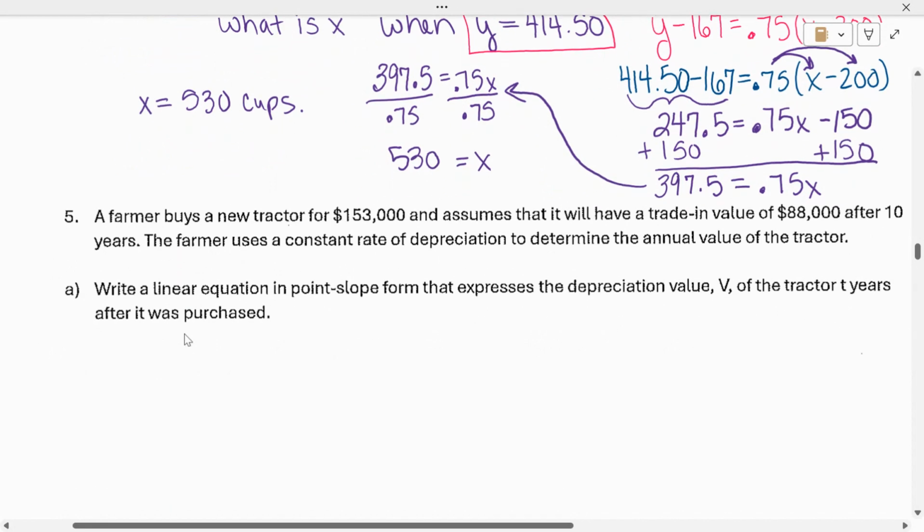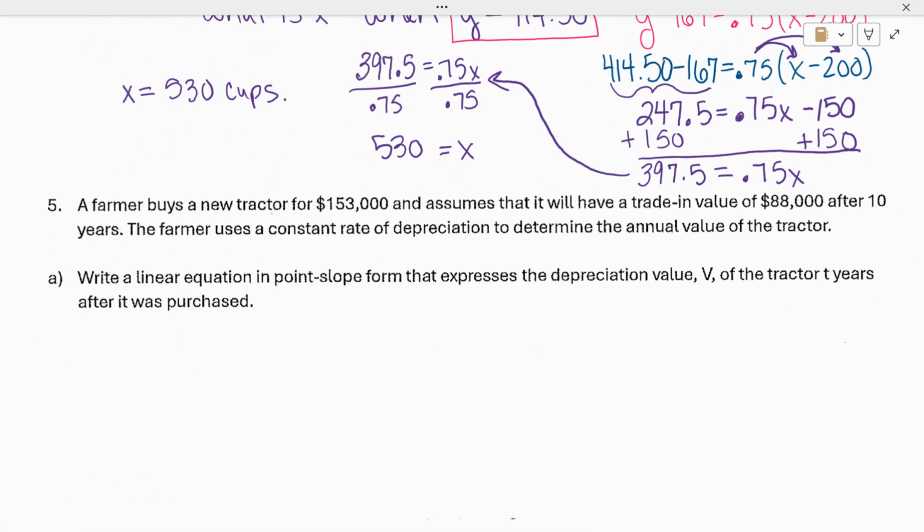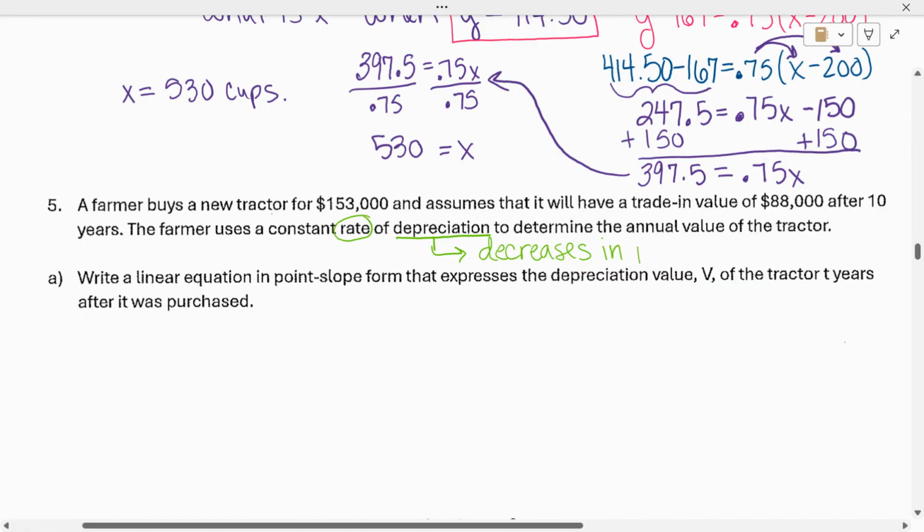Okay. We're going to read number 5 and talk about it and get it set up so you guys can finish it on your own. A farmer buys a new tractor for $153,000 and assumes that it's going to have a trade-in value of $88,000 after 10 years. The farmer uses a constant rate of depreciation. So let's talk about that. The rate tells me my slope, right? What does depreciation mean? It means that it decreases in price.